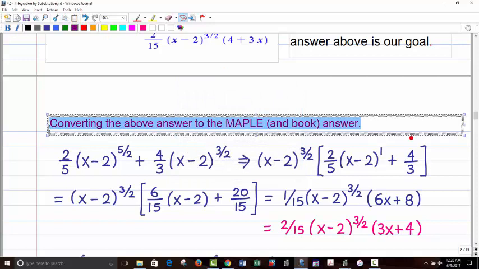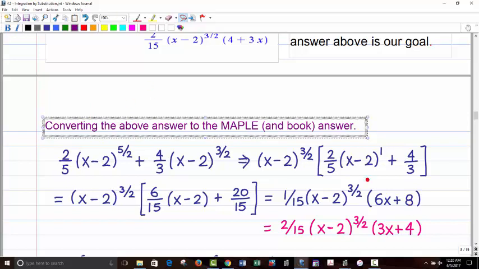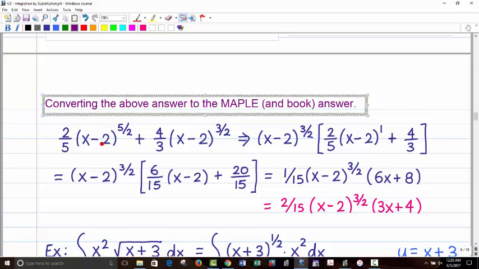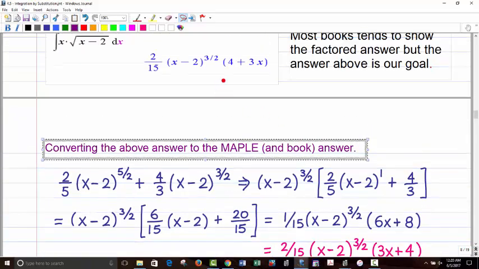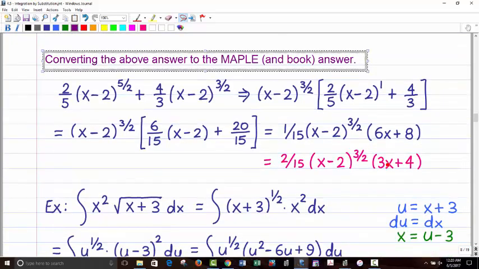All right, so I'm not going to walk through all the algebra steps here. You could ask me about it if you wanted to, but it's basically a matter of just taking out a GCF. That's a basic step, x minus 2 to the 3/2, and I just took out a GCF and went from there. And then I made it look like that Maple answer. Well, they have 4 plus 3x. I have 3x plus 4. Obviously, we're all smart enough to know that's the same thing.